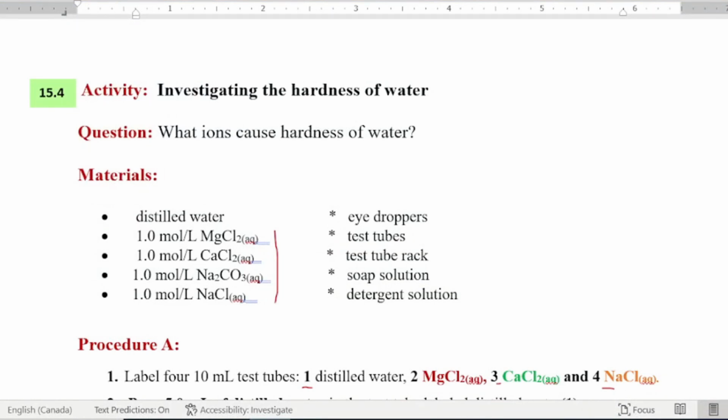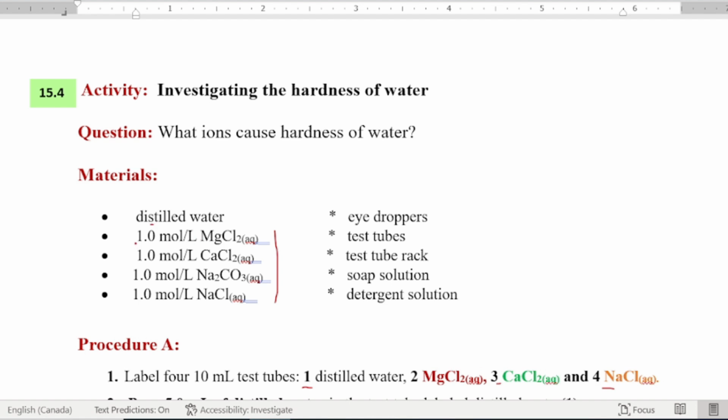So we will resume our lesson today by investigating the hardness of water. You get a chance to see what ions cause hardness of water. These will be your materials here. You'll have a source of distilled water.